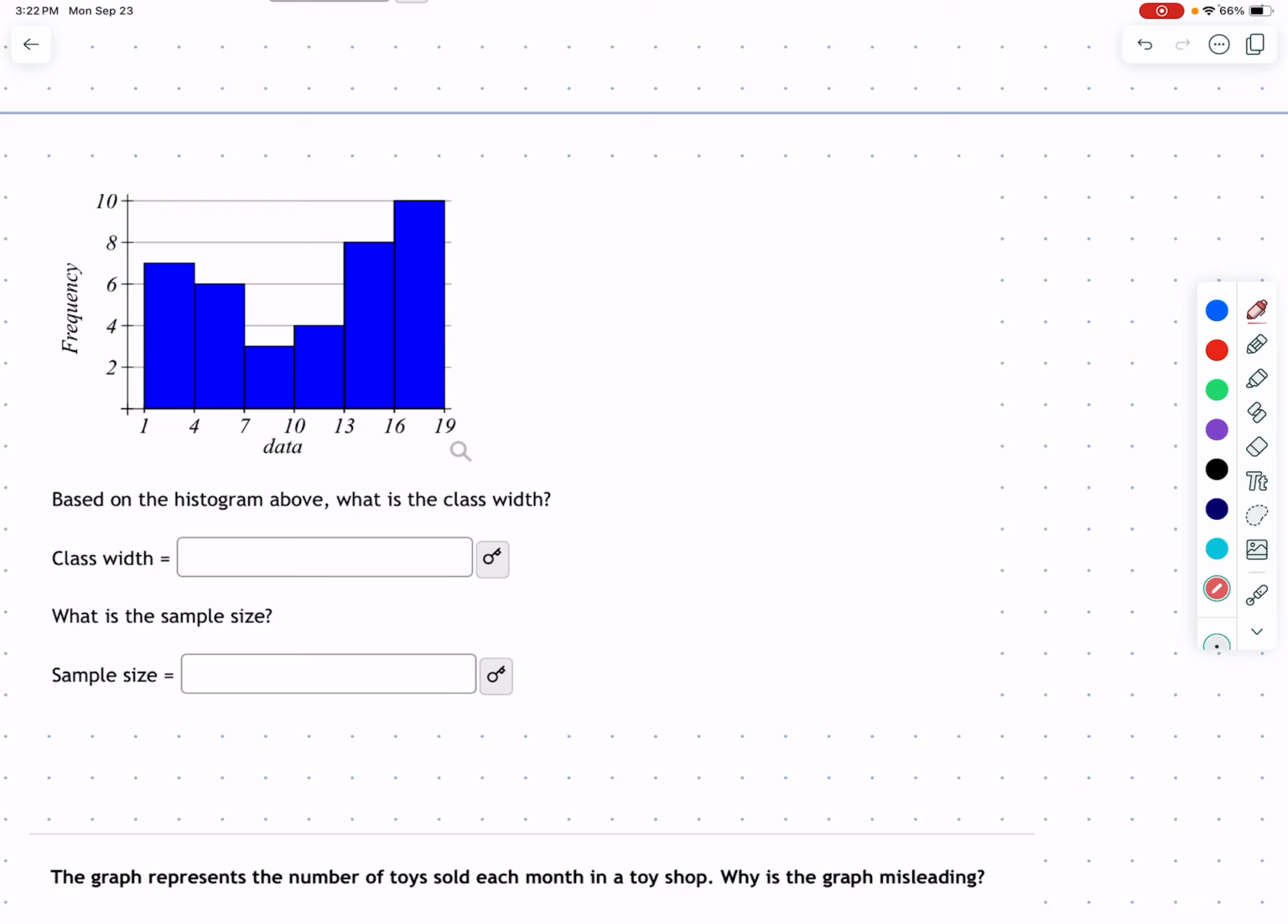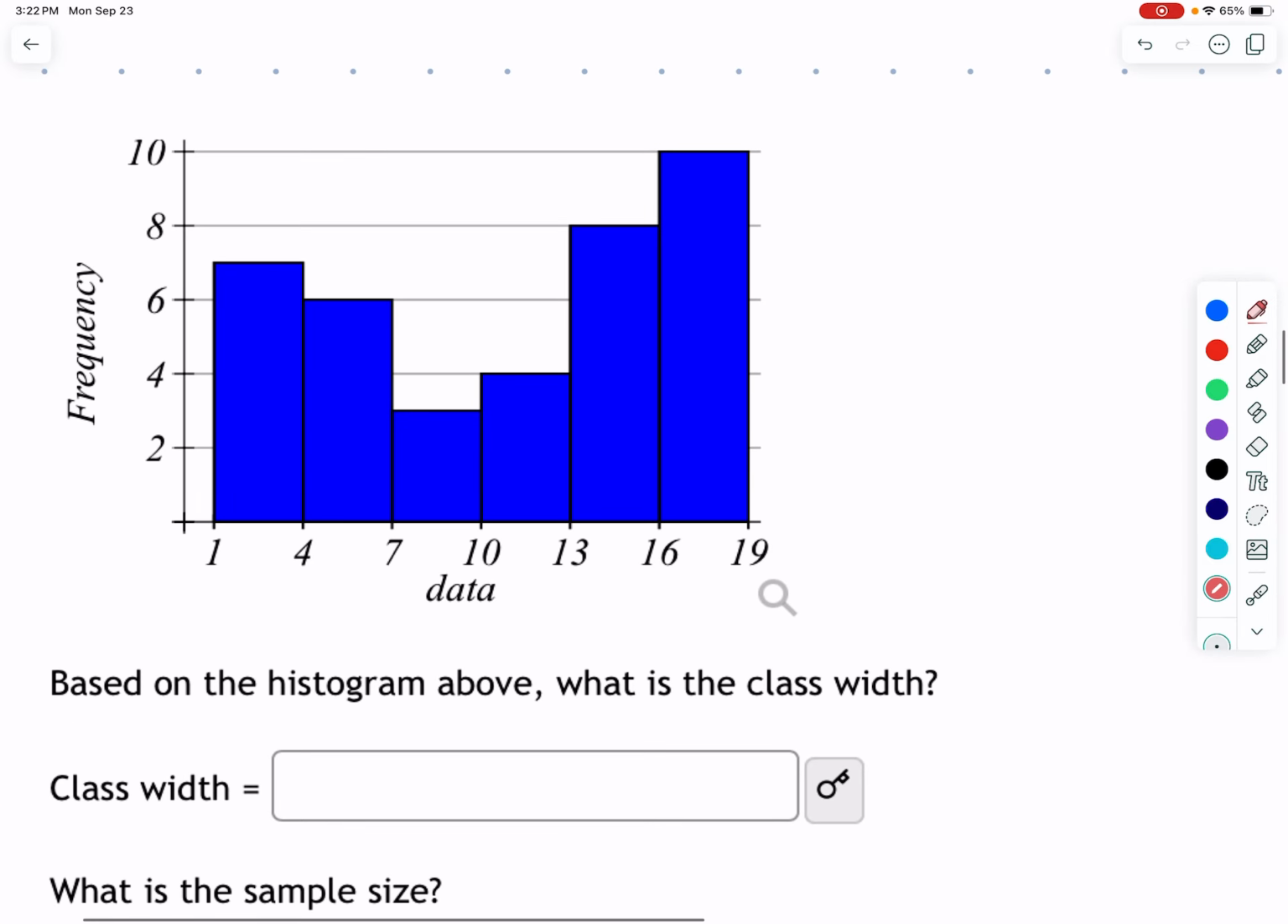This is another question dealing with class width. We throw in sample size, and this time we're reading it from a histogram. So let's take a look at what the histogram gives us. We have, I don't know, some kind of data. And the height of each column tells us the number of people who fell into that category. So it looks like there were 7 observations that had data falling in the 1 to 4 category.